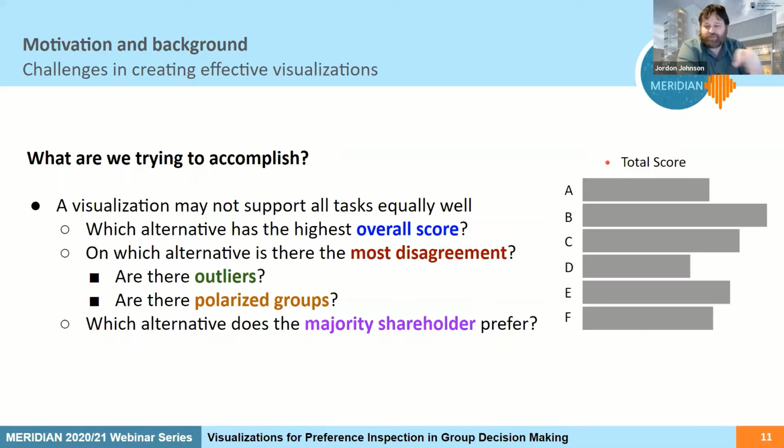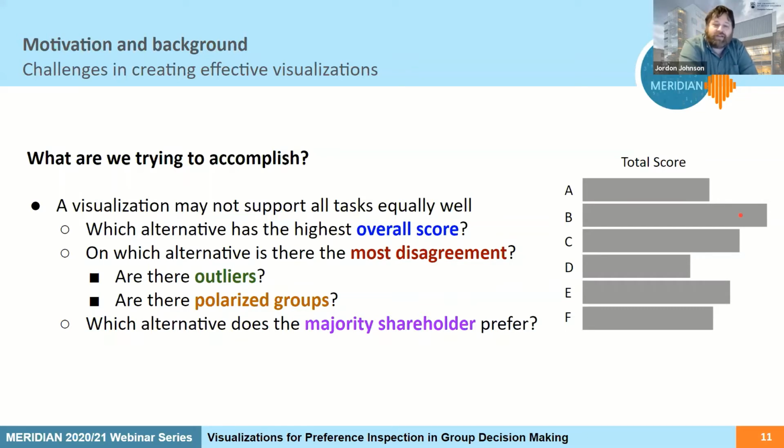And total score, you just take everybody's individual scores and add them up. There's different ways you could do that, but that's what we're doing here. So if we're asking the question, which alternative has the highest overall score? Well, that's easy. It's B, because that's got the longest bar. For total score, not a problem.